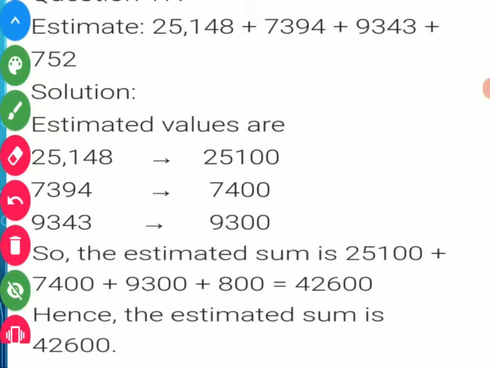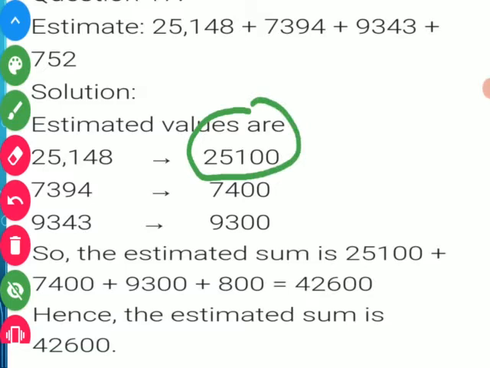The next question is, we have to estimate the sum 25,148 plus 7,394 plus 9,343 plus 752, and we have to do a rough estimation. Whenever you have to do a rough estimation, you round off the number to the nearest 100, and whenever a closer estimation is called for, estimate it to the nearest tens. In this question we have to do a rough estimation. That means we round off the numbers to the nearest 100, and then perform the addition. So let's do it. 25,148, when you round it off to the nearest 100, will become 25,100.